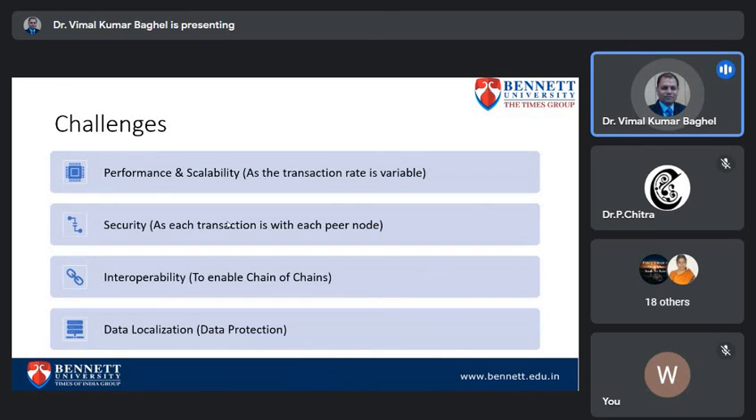Then we have data localization, that is, how the data will be protected, because it is available over every node, every peer. So data localization is one of the issues: how can we provide the data even if it is not duplicated over the nodes? These are the challenges to implementing blockchain.